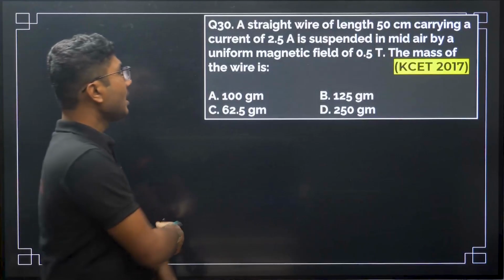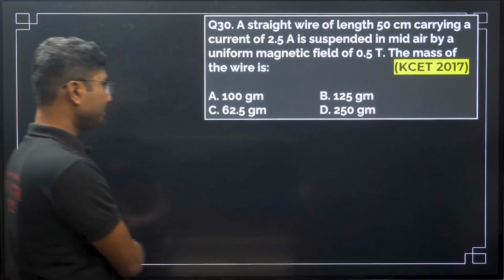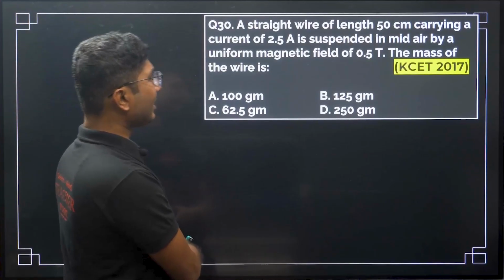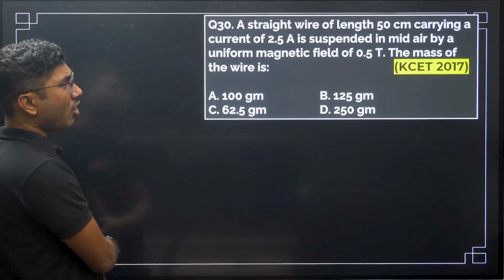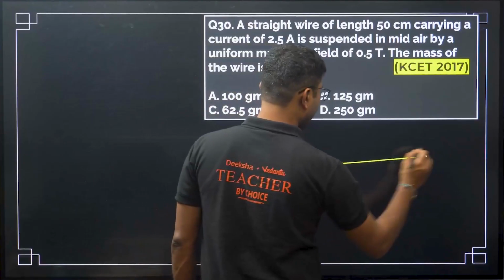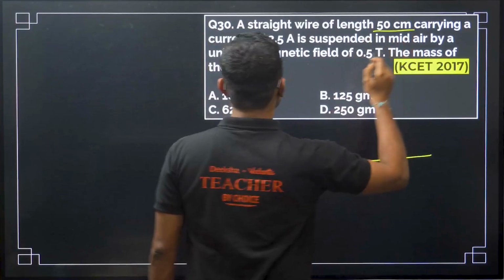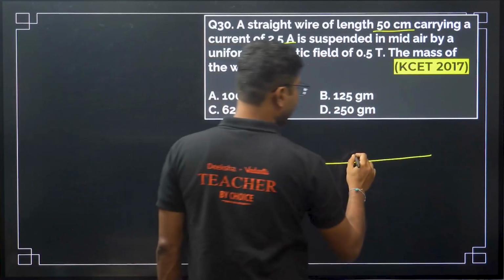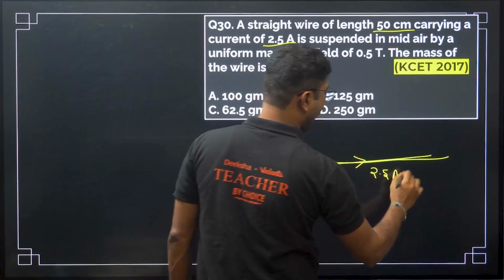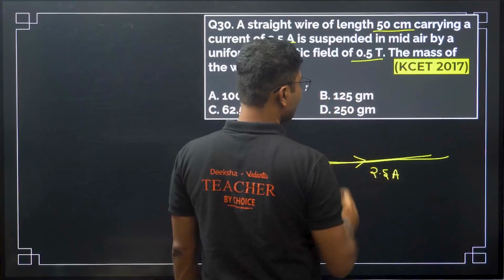Last question. A straight wire of length 50 centimeter carrying a current of 2.5 ampere is suspended in mid-air by a uniform magnetic field of 0.5 Tesla. The mass of the wire is. So here we have a wire, length 50 centimeter, carrying a current 2.5 ampere. It is hanging in the mid-air by a magnetic field of 0.5 Tesla. So what is the mass?